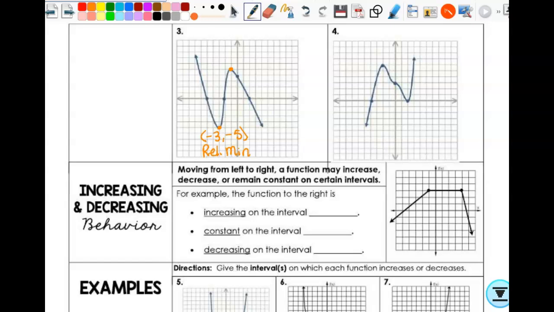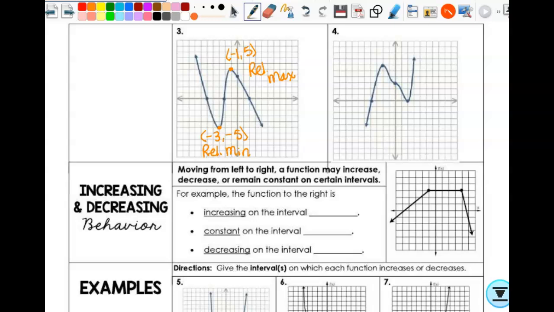All right, so then this point here, we're at -1, 1, 2, 3, 4, 5. What's the best name for that? Relative maximum. Good. All right. One more.